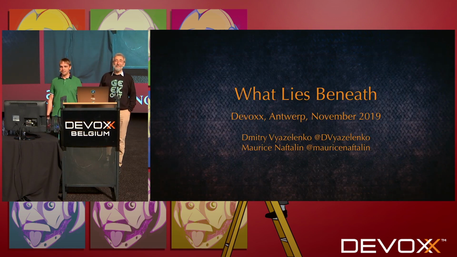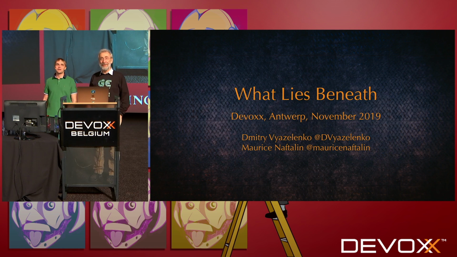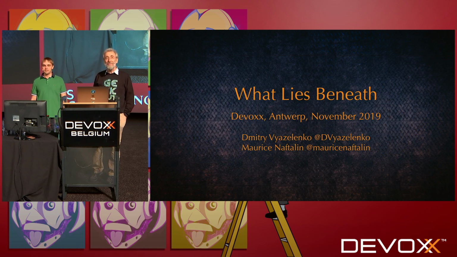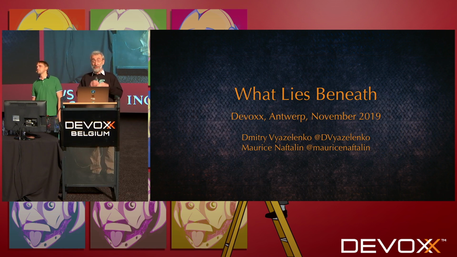So those are the credits. Welcome. Thank you very much for coming to this talk. We're going to talk about what lies beneath. That's a vertical slice down through a working Java program. We're going to look at the Java source code, down to bytecode, down to machine code, different kinds of machine code, right down to the hardware.